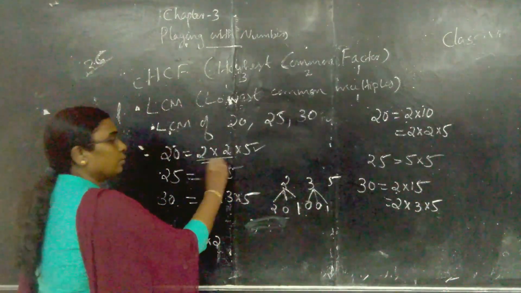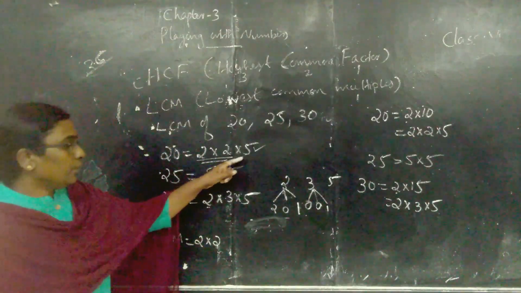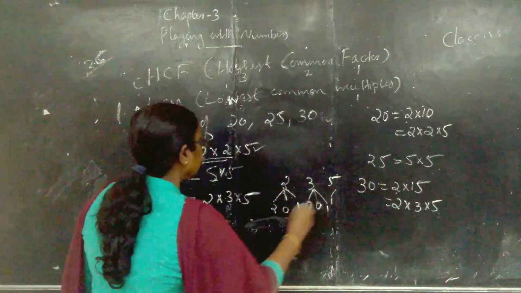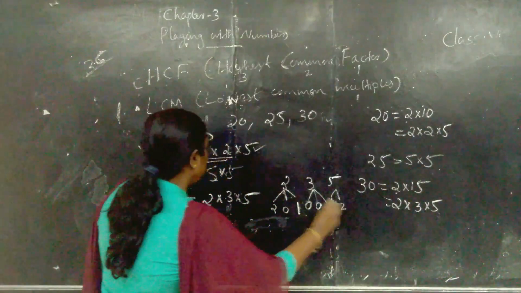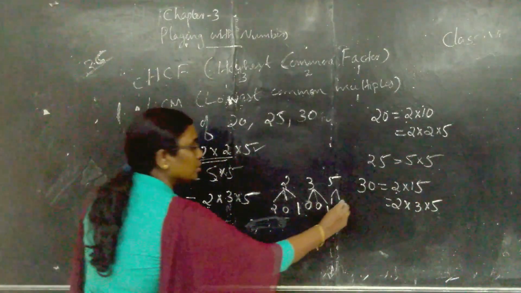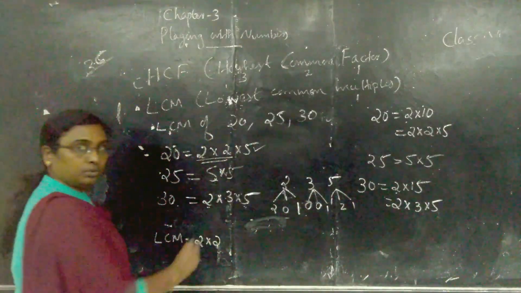The next number is 5. How many times does 5 occur in 20? Only 1 time. In 25, how many times? 2 times. In 30, how many times? 1 time.